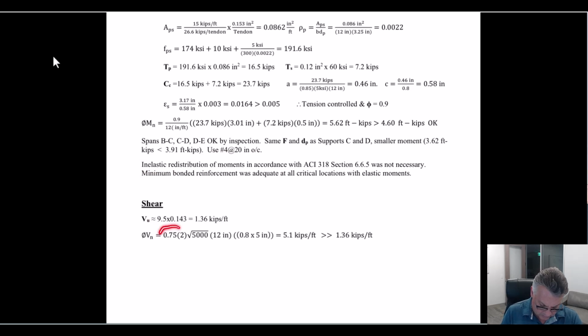The capacity, just using the concrete alone, 0.75, 2 square root f'c. We're looking at a 12-inch section, and d is allowed to be, or not required to be taken less than 0.8h. So the shear capacity is 5.1 kips per foot, and our worst case demand was 1.36. Again, you're not going to do this. My dad's showing you this so that you understand why you really never have to worry about it. The point is the slab is continuously supported.